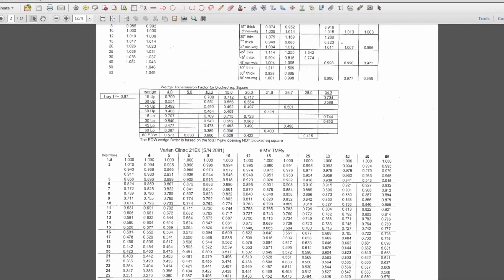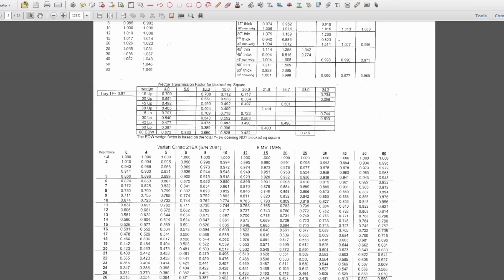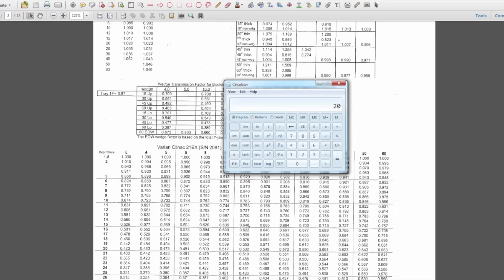Okay, I've kept the geometry simple for this plan. I have a 10 by 10 field size. I'm at a 10 centimeter depth, 6x, no wedges, no off axis, nothing fancy. So if I take 200 centigray, my prescription to that point, divided by 0.774, which is my TMR, I get 258.4 MU.